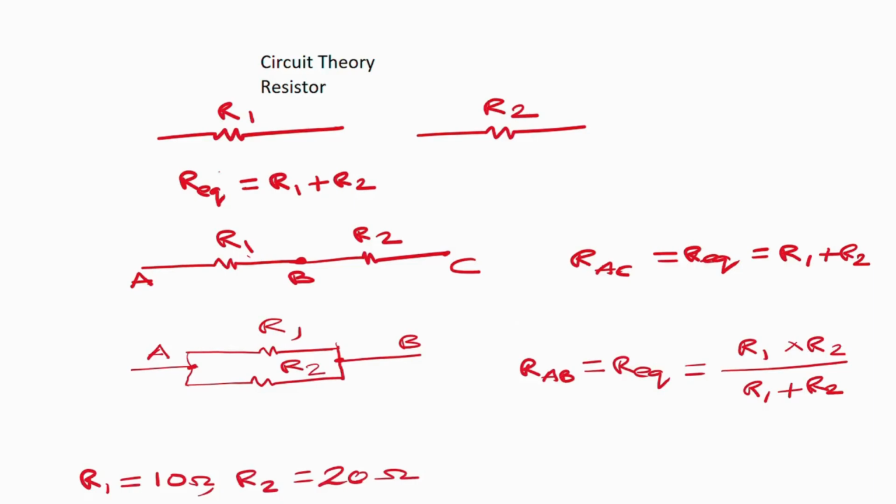Today we are going to discuss circuit theory. The main component of circuit theory is the resistor. How will you calculate the equivalent resistance of two resistors or three resistors when they are connected in series or parallel? Let us consider two resistors, R1 and R2.